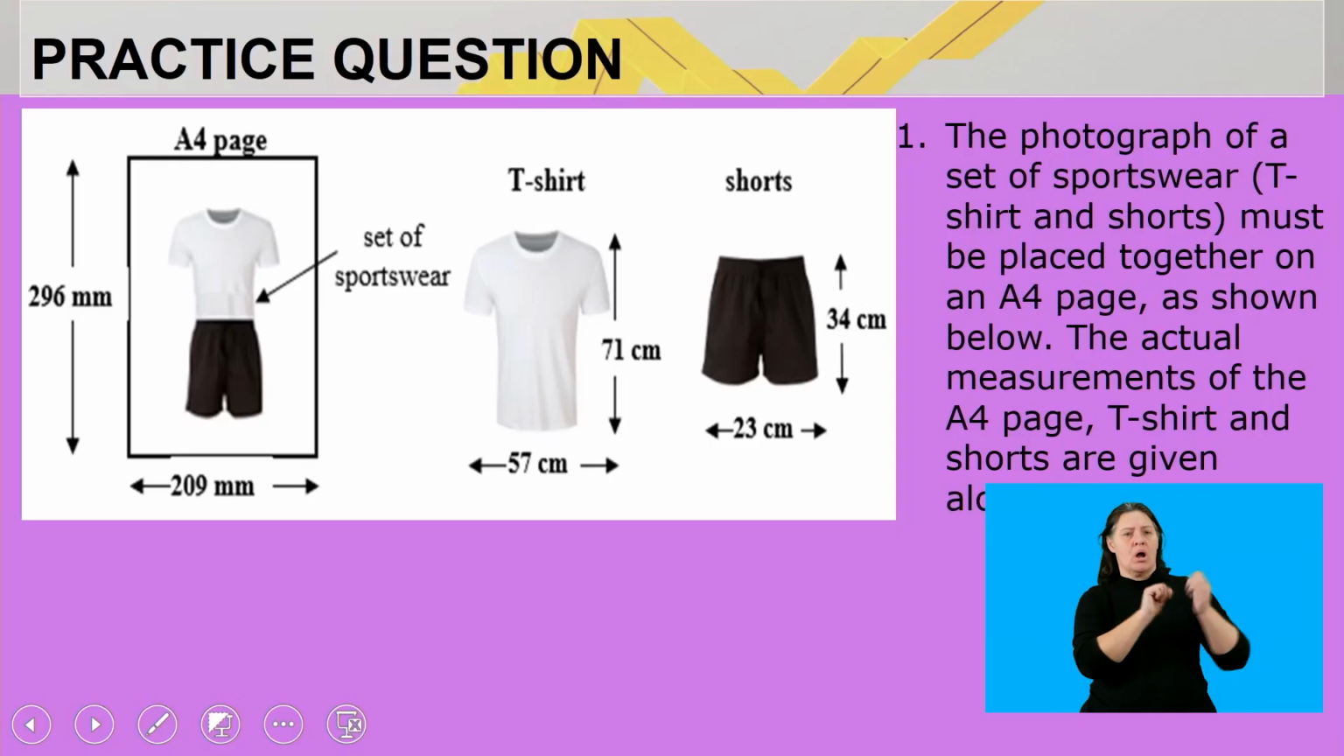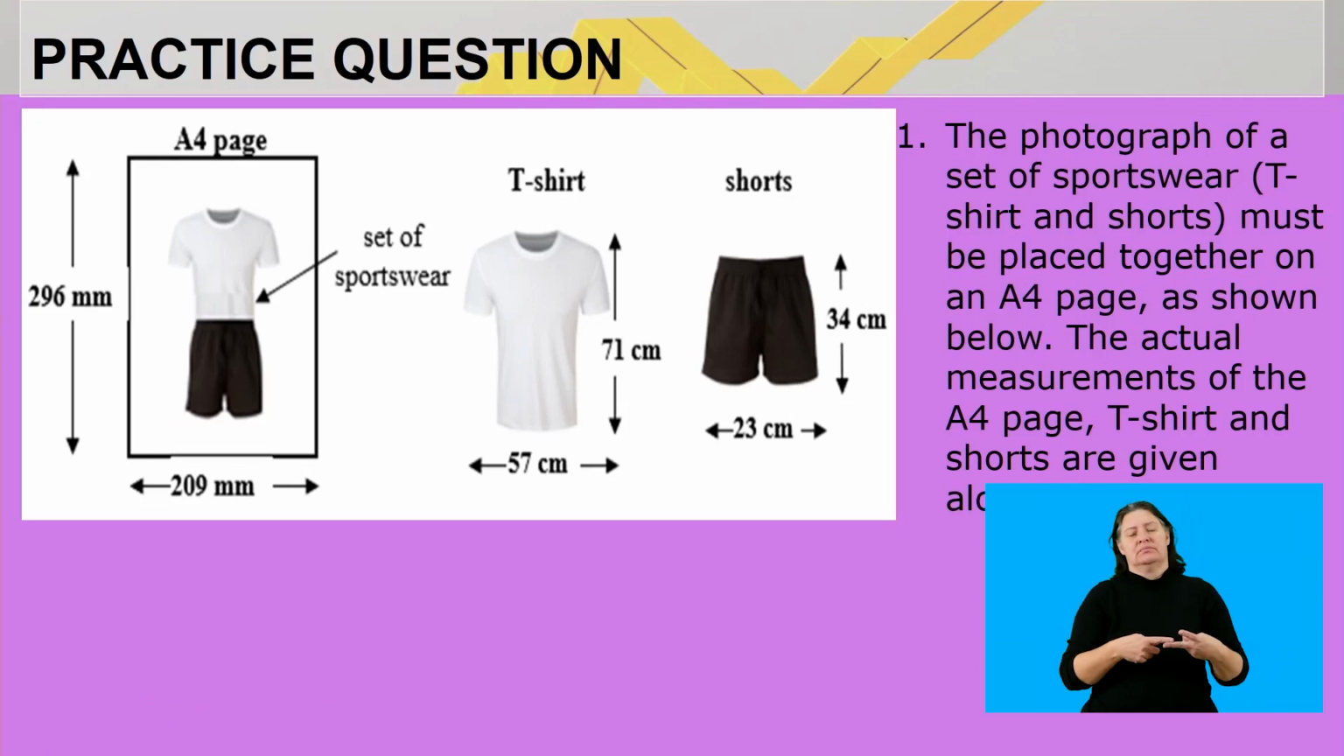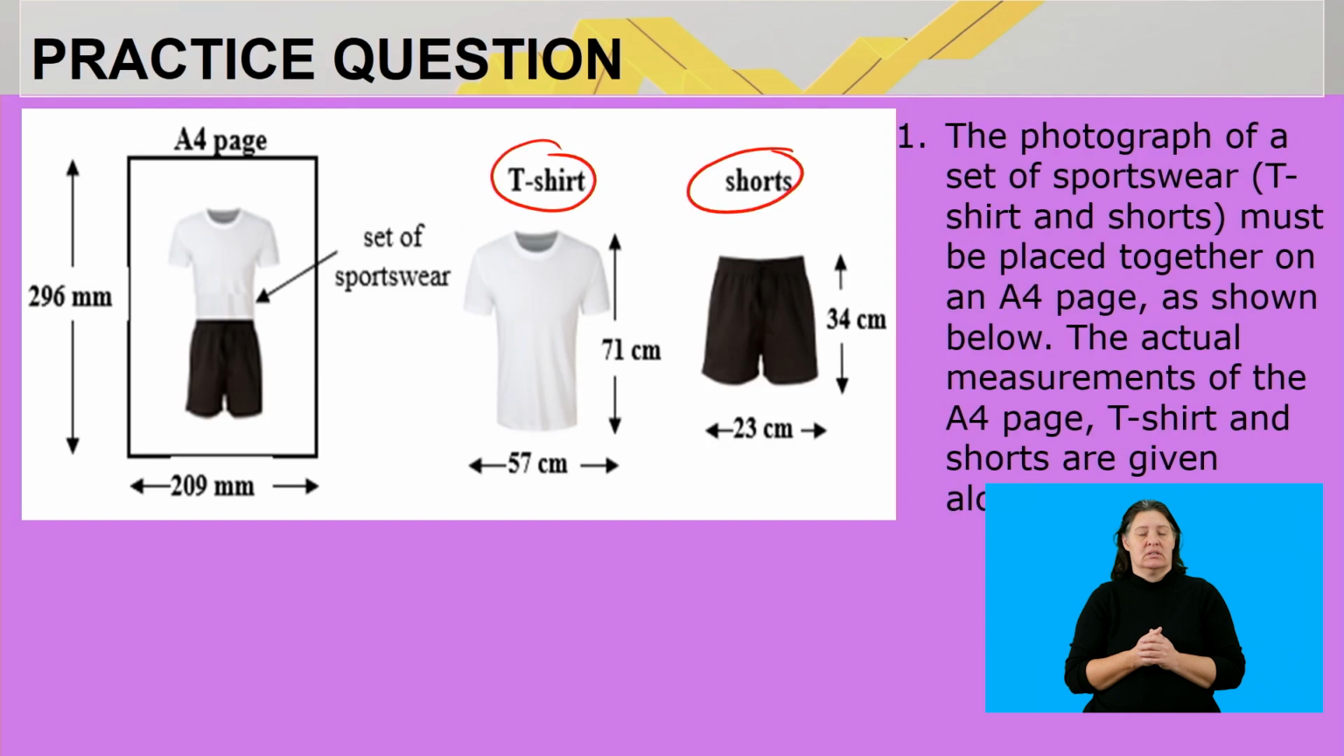So question 1 says, the photograph of a set of sportswear, a t-shirt and shorts, as you can see, must be placed together on an A4 page as shown below or on our left hand side. The actual measurements of the A4 page, t-shirt, as well as the shorts are given. So there's your A4 page with the dimensions 269 millimeters by 209 millimeters. Then here we have our t-shirt with a length of 71 centimeters and 57 centimeters in width. And then here we have our shorts as well with a length of 34 centimeters and a width of 23 centimeters.